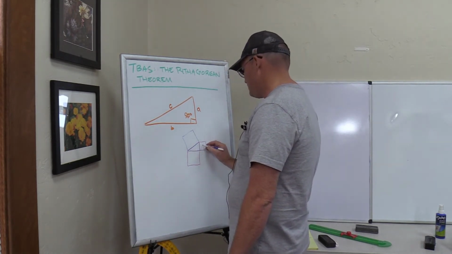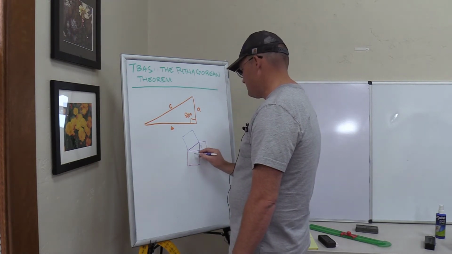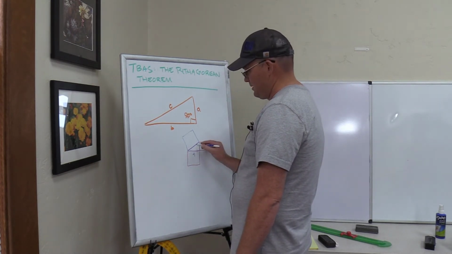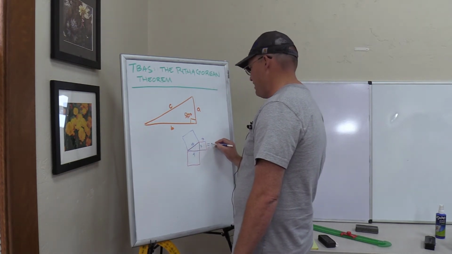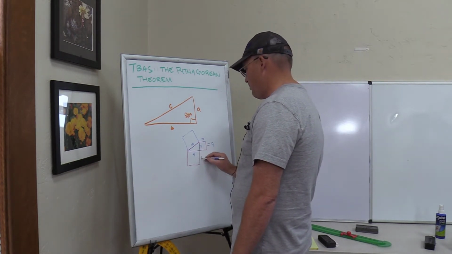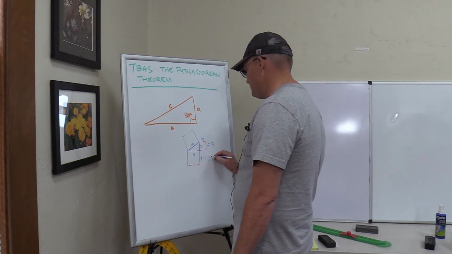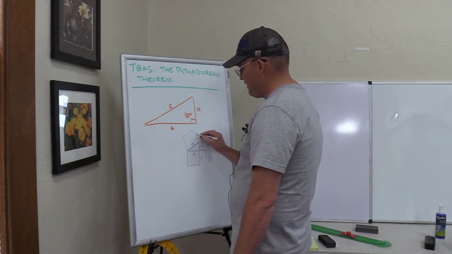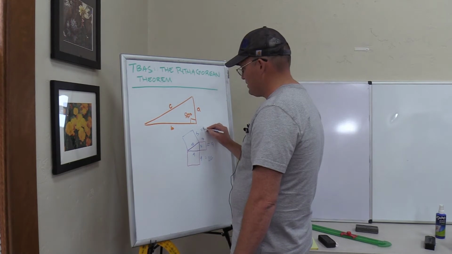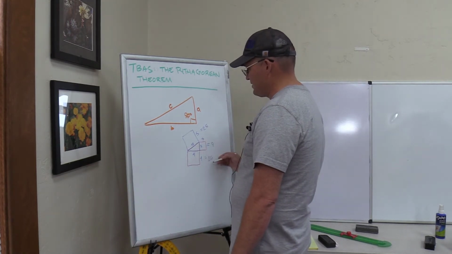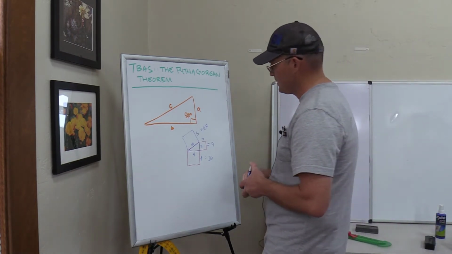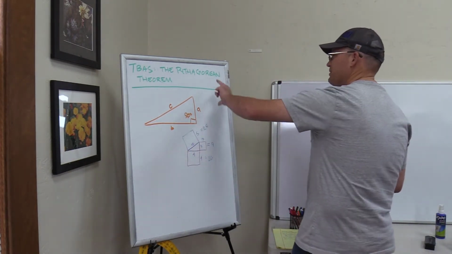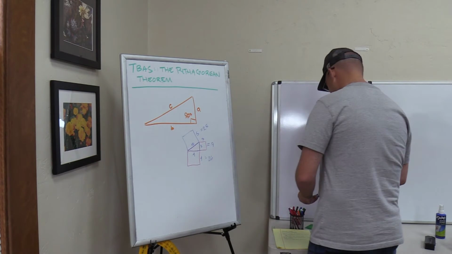So if this is 3 units and this is 4 units, this is a 3, 4, 5 triangle. So 3 by 3, that area is 9 units. 4 by 4, that area is 16 units. 5 by 5, that is 25 units. 9 plus 16 is 25. You can see that the theorem works. That's graphically what the Pythagorean theorem expresses.